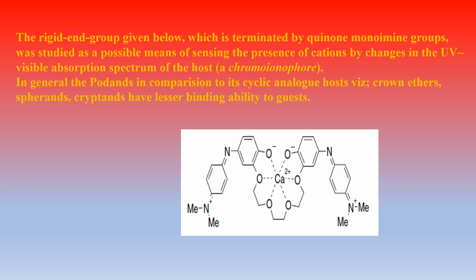So here, using this rigid end group, the researchers have synthesized such acyclic Podands. In this one, you have terminated it with a quinone monoimine group. I have encircled it, and in this quinone imine group terminated Podand, we can make calcium ions bind into it. So the calcium 2 plus ions can bind into it, and the presence of this cation can be sensed by UV visible spectroscopy, so it is also known as a chromoionophore. Such Podand host-guest systems are known as chromoionophores.